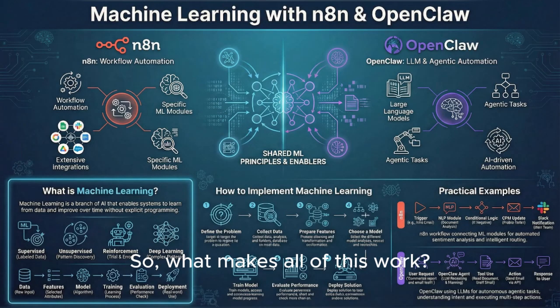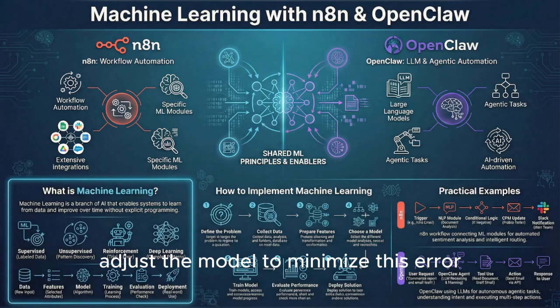So what makes all of this work? There are a few core components. First, you need data and lots of it. Data is the fuel for machine learning. Then you have the model, which is the algorithm or mathematical structure that processes the data and learns from it. You also need a loss function or objective function. This is a way to measure how wrong the model's predictions are. The goal of training is to adjust the model to minimize this error, making it more accurate over time.